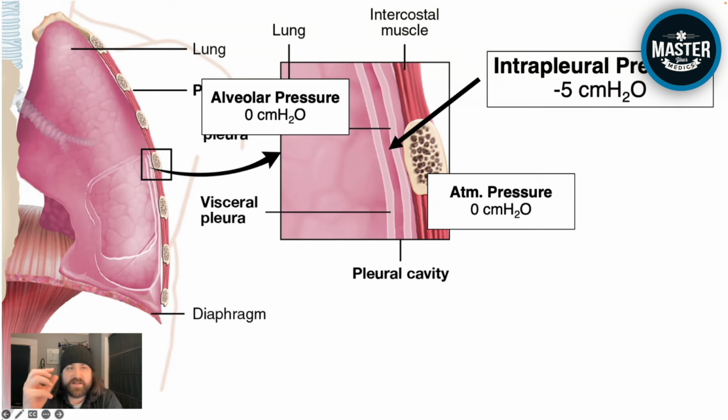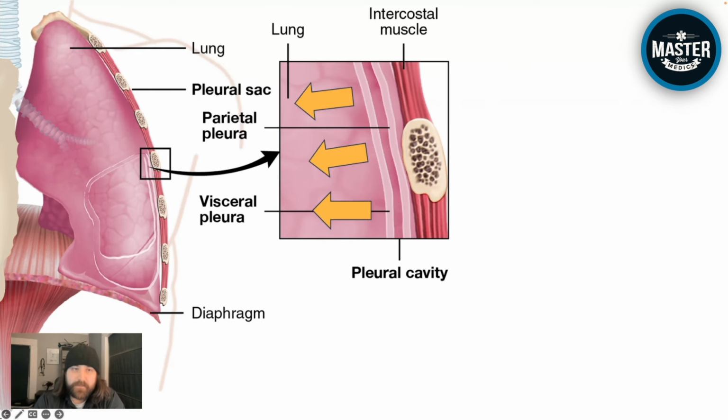So what makes this negative? Why is it less than atmospheric pressure? And really it all has to do with elastic recoil. So you have the lungs, and these have a tendency to recoil inward or pull away from the chest wall. The lungs want to be tiny. They want to be collapsed. It's their natural state. Their natural state is airlessness in this tiny little sac.